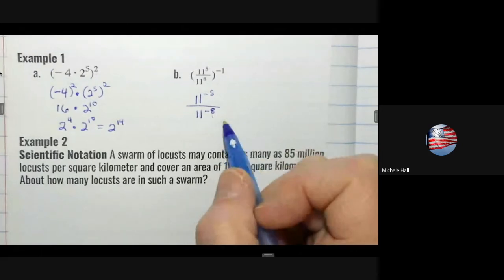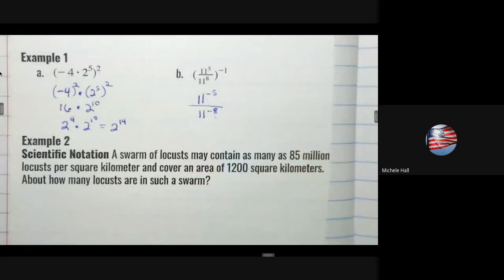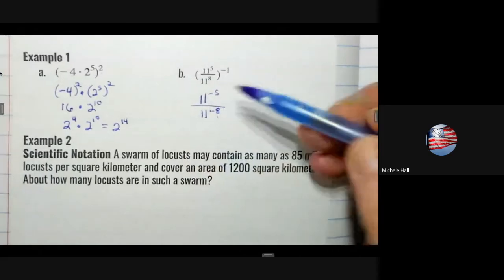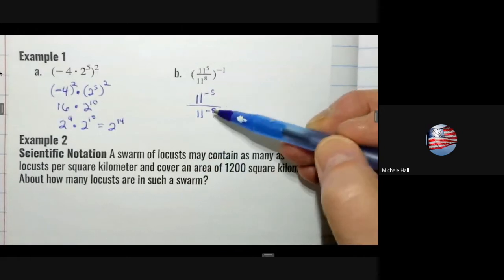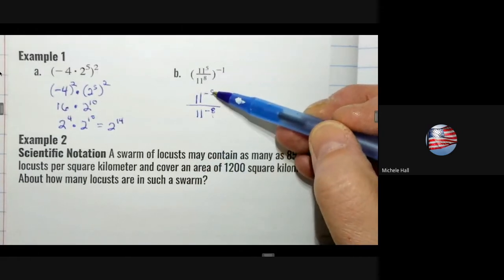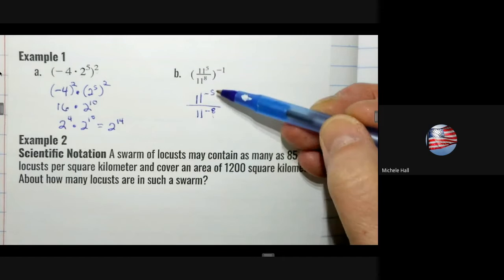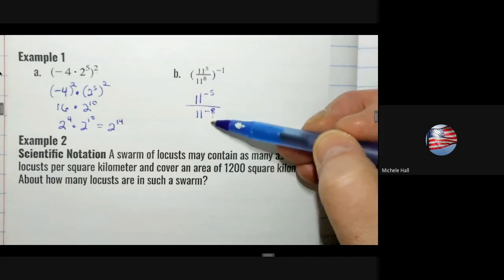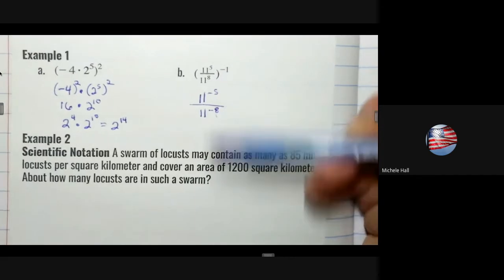And now I need to combine these. They're like bases. I want to move the exponent that's going to give me a positive exponent. If I bring the -5 down here, it will be +5. And -8 plus 5 is still a -3. So I don't want to move 11 to the -5th down to the denominator. I would like to move 11 to the -8 up to the numerator.